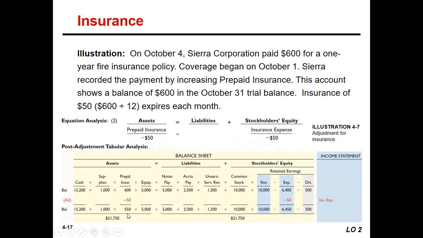We now have $550 left in our prepaid insurance, which, if we take 11 months at $50 a month, is the correct amount. In this case, by the passage of time, we have used up. In the case of the supplies, by actually using the item, we have used up some of the supplies.